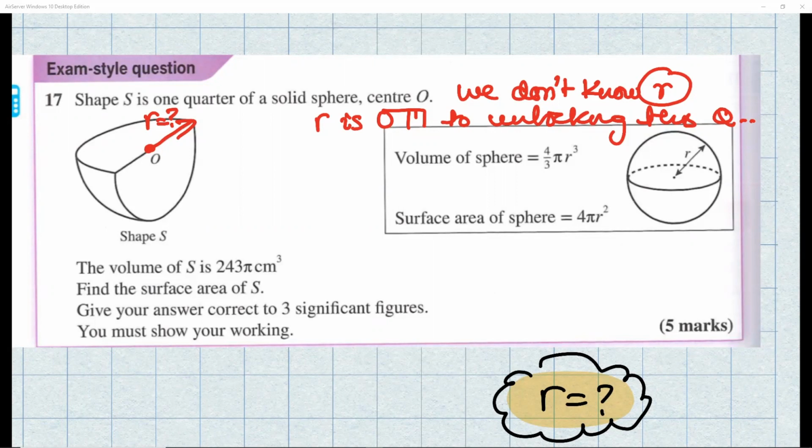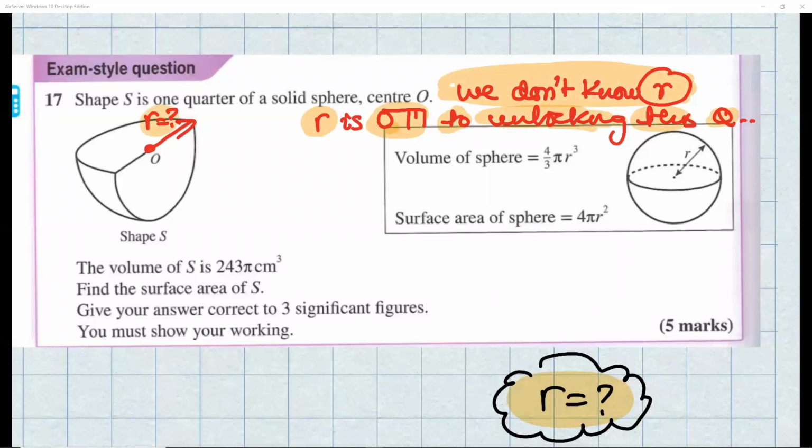Okay. Read the question. Shape S is 1/4 of a solid sphere, center O. The volume of S is 243 pi centimeters cubed. Find the surface area of S and give your answer to 3 significant figures. So in this particular question, what is the obvious thing that they've left out? The radius. And what is the radius going to be? Is that important that we work it out? Yeah, because you need it to work out the rest.